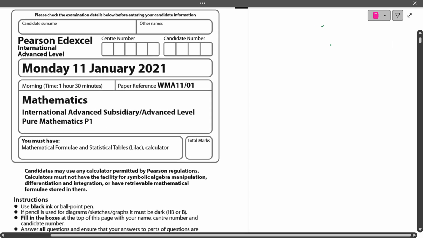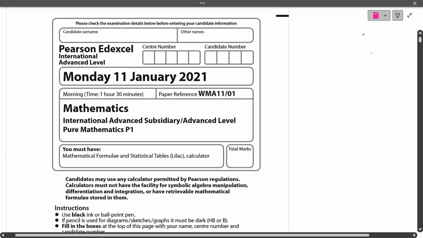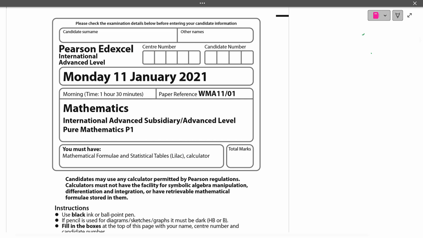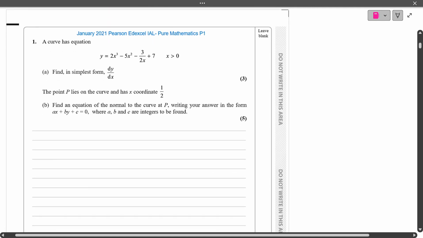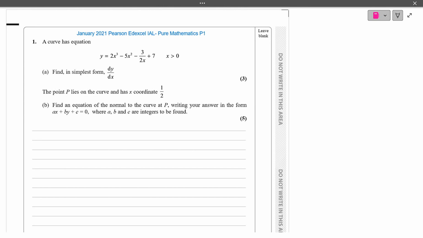In this video, I will be solving question number 1 from paper January 2021, Pure Mathematics P1. Question 1: A curve has equation y equals 2x cubed minus 5x squared minus 3 over 2x plus 7, where x is greater than 0. Find, in simplest form, dy by dx.